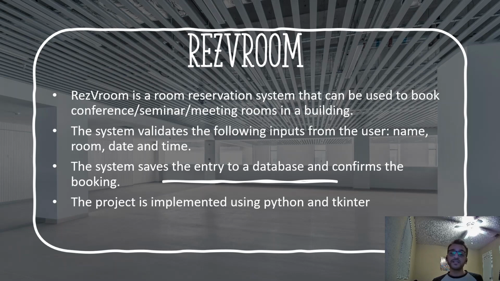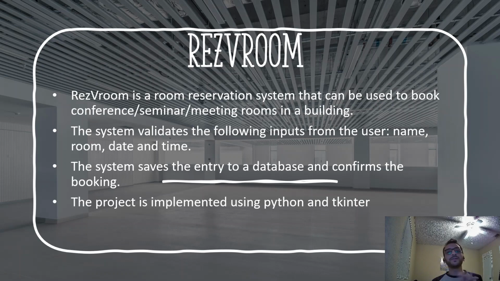So basically, the system takes five inputs from the user: the name, room number, the date of the booking, the start and end time of the booking. The system validates these inputs, then saves them into a database and confirms the booking if the room is available. If the room is not available, the error is displayed to the user, and the user is advised to choose another time for the booking.